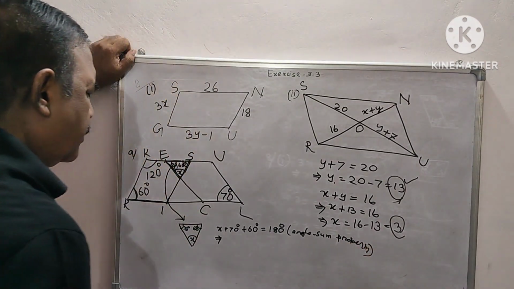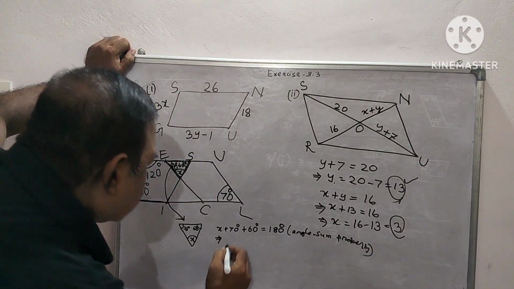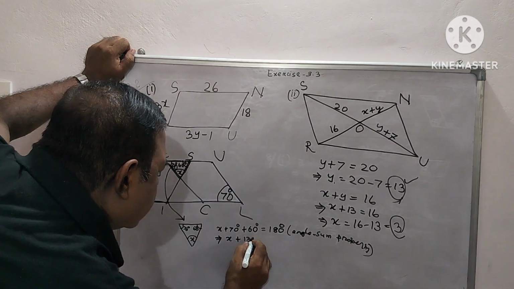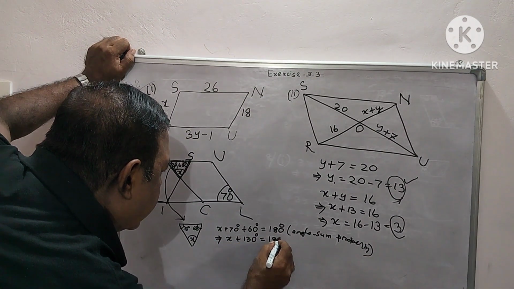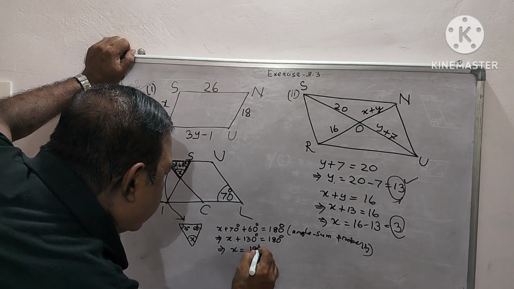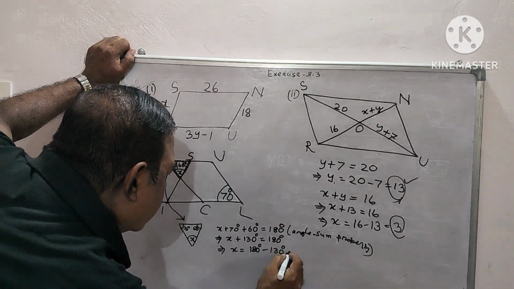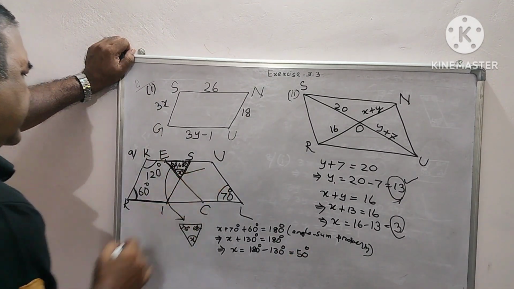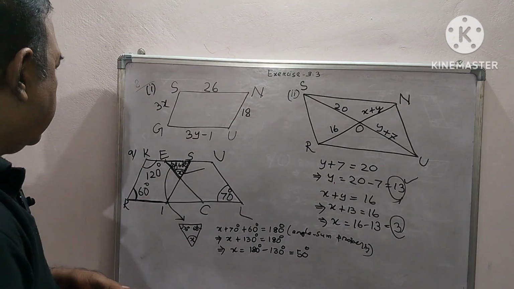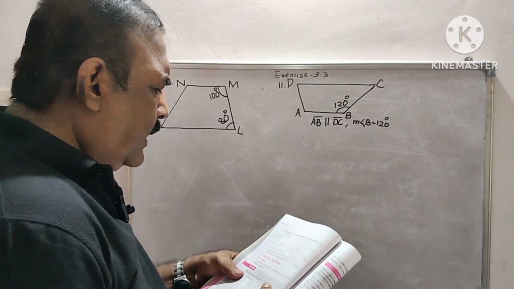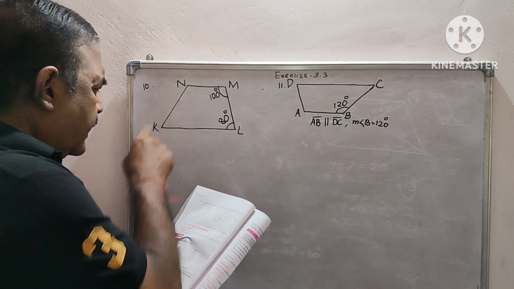How we use the property to know the measure of the angles. So you see, x plus 130 degree is equal to 180 degree. That implies x is equal to 180 degree minus 130 degree, that is equal to 50 degree. So this measures 50 degree. So it is question number 9. Now we will move to question number 10.